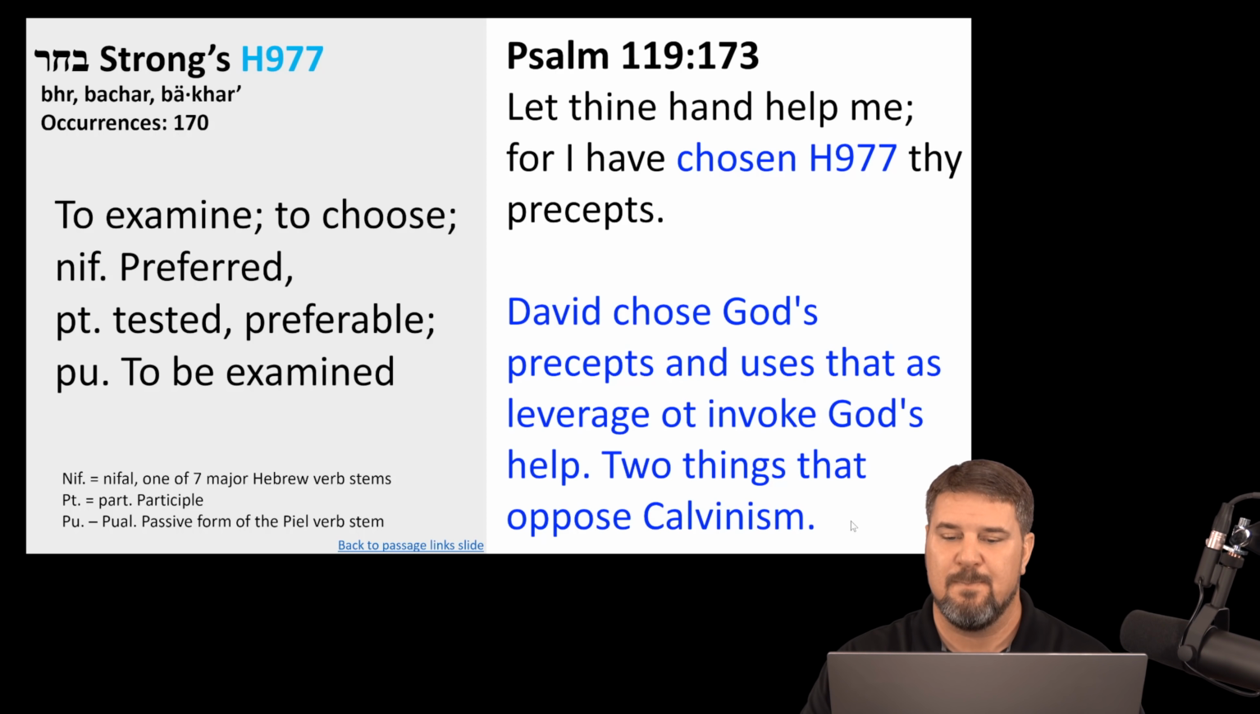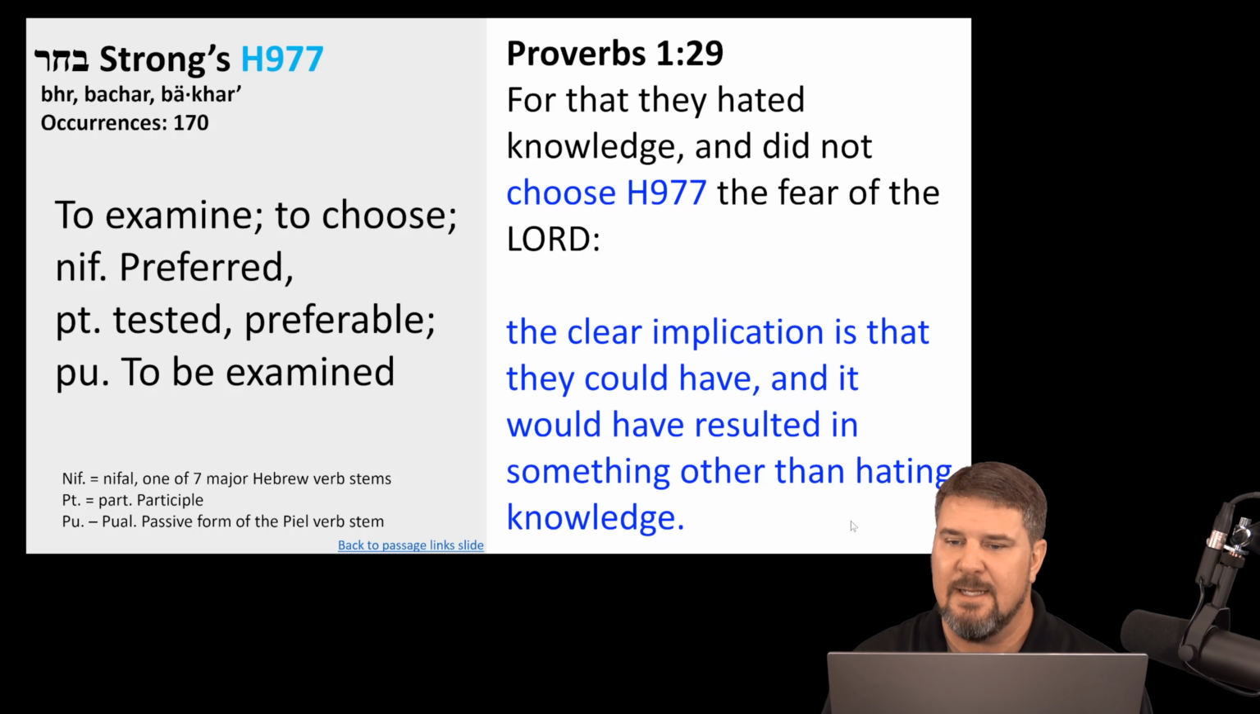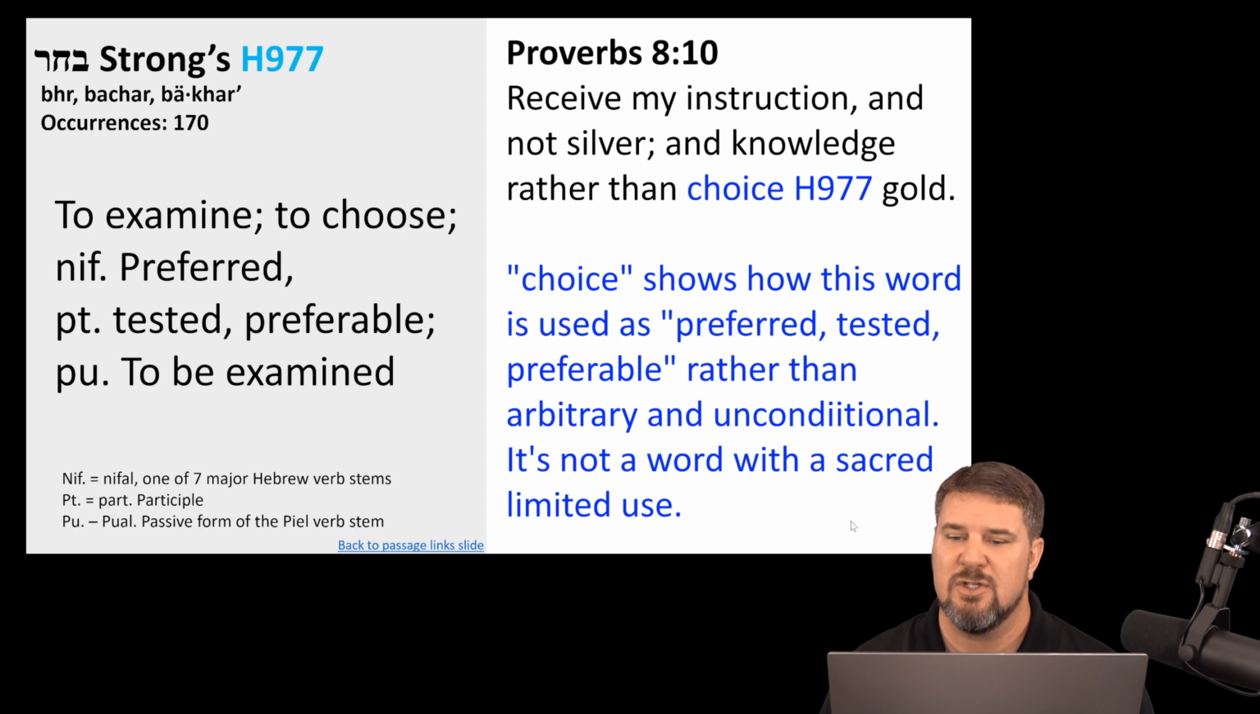David chose God's precepts and uses that as leverage to invoke God's help, two things that oppose Calvinism. Proverbs 1:29, for that they hated knowledge and did not choose the fear of the Lord, is a clear implication that they could have, and it would have resulted in something other than hating knowledge if they would have. Proverbs 8:10, receive my instruction, not silver and knowledge, rather than choice gold.